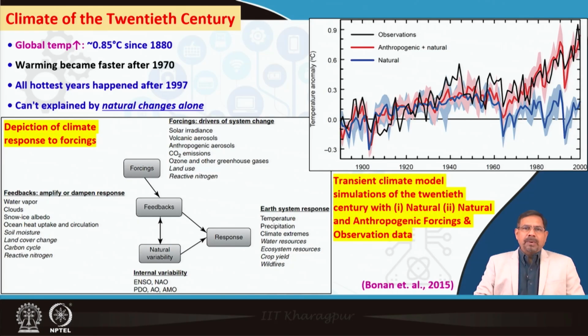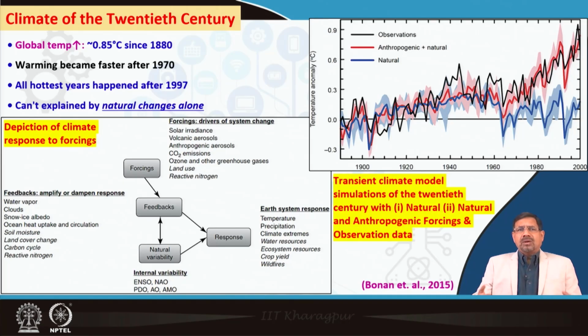So, forcing, feedback, natural variability in terms of internal variability and the responses. Warming became faster after 1970. All the hottest years happened after 1997. Friends, we have started realizing the impact of climate change in terms of extreme weather events. One of them is the hottest years. Since or after 1997, we have started receiving more and more hottest years, and the frequency is going on increasing. That is one of the impacts of extreme weather events that we have started realizing in terms of climate change.